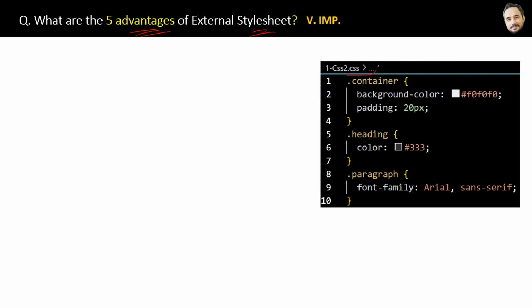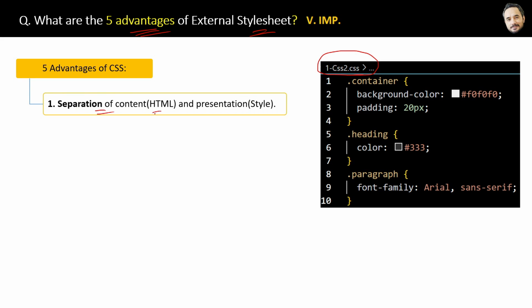What are the 5 advantages of external style sheet? Here is the external style sheet example, and we know this is the most popular way. But now the question is why? Here are the reasons, and you can say 5 advantages also of using the external style sheet. Okay. First is separation of content, HTML, from presentation, style. Now, because of this separation, your HTML will be very lightweight. Okay. Because the CSS styles will be in another file, which is also good for the structure of your website.